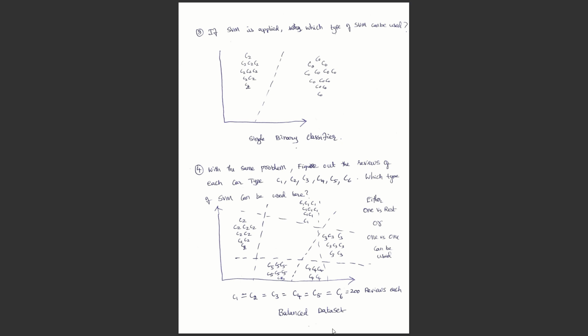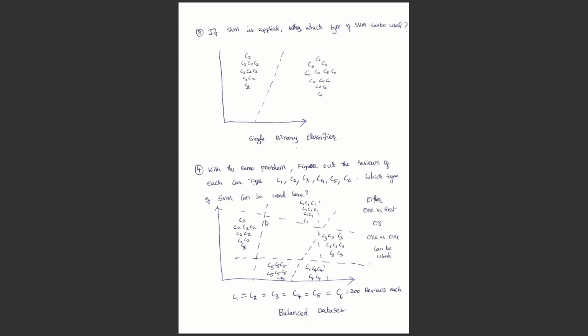If we have, say for example, the similar car reviews C1 to C6, but in this case we have to figure out reviews of each car type. That means it's not only C2 but all the 6. So which type of SVM can be used here? It will be either 1 versus 1 or 1 versus rest. So C2 against all the other classes. Similarly, C1 against all the other classes, C3 against all the other classes, C4 against all the other classes, C5 against all the other classes.